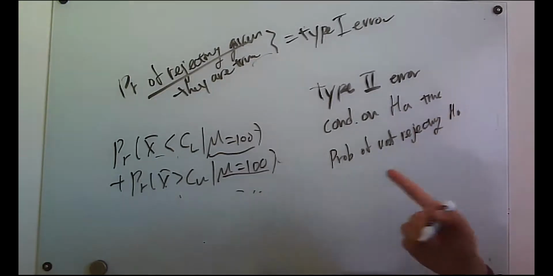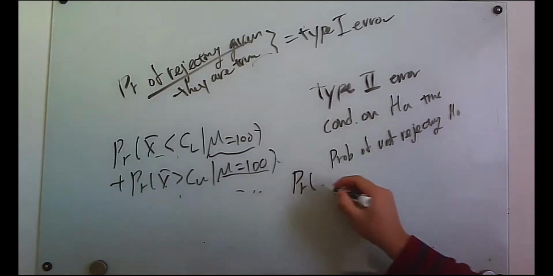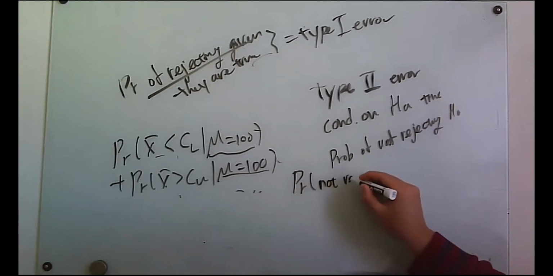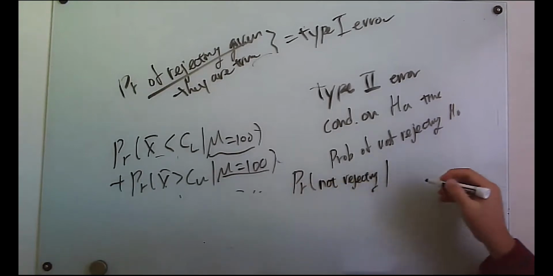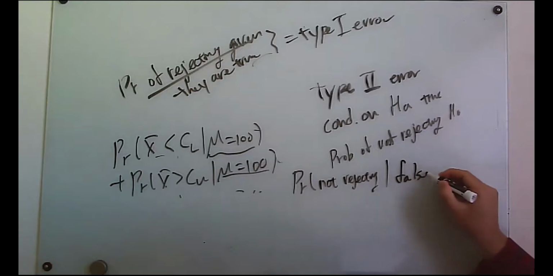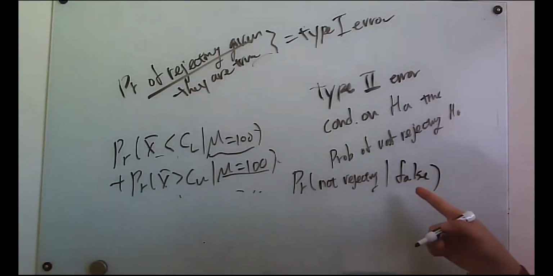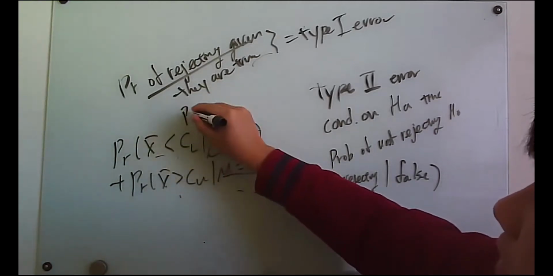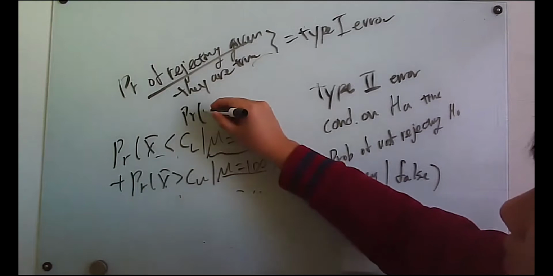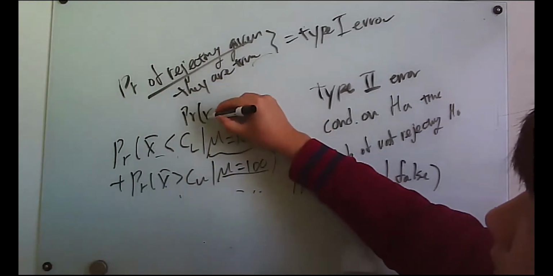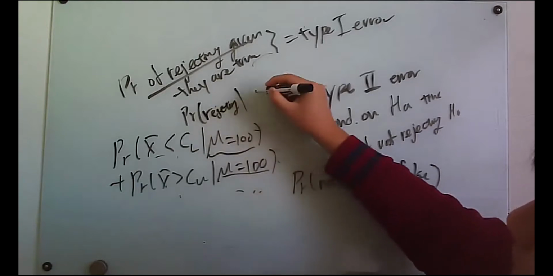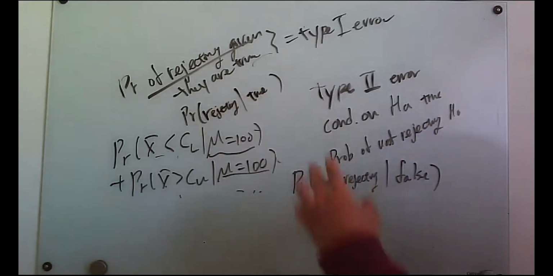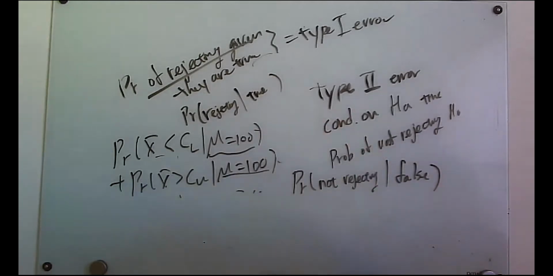Mathematically, that is basically the probability of not rejecting, or accepting, given they are false. In other words, conditioning on that we are supposed to reject, but didn't actually reject. That is the definition of type 2 error. On the other hand, this was the probability of rejecting, conditioning on the null hypothesis being true. Make sure you know the differences between these two.